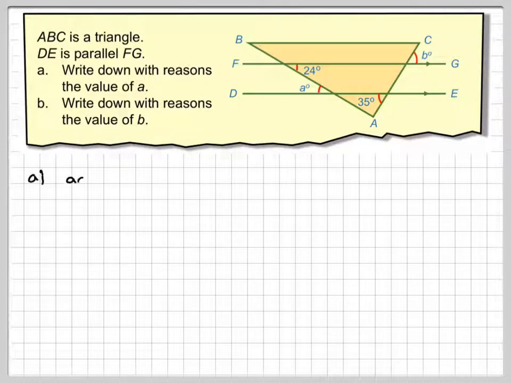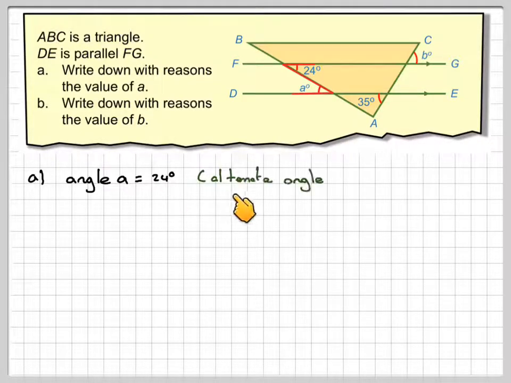Okay, in the first case, angle A, if we draw those red bits here, you'll see what we've got is a Z angle, or alternate angles, and alternate angles are equal, so therefore A is equal to 24, reason being alternate angles.